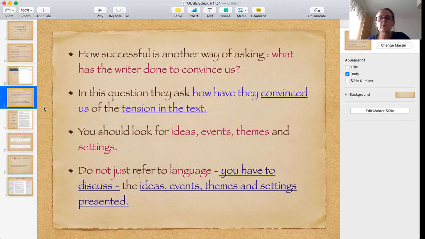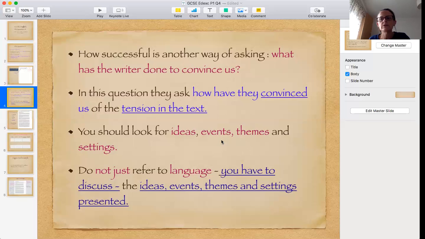Now, a really important thing to note about this 15-mark question is it is not a language question. You're not looking for metaphor and simile per se, right? What you need to find are ideas, events, themes, and settings, right? So disregard for the moment, while you answer this question, language.